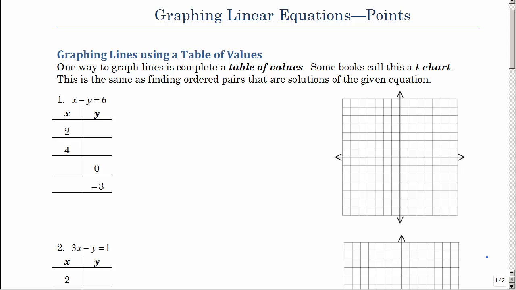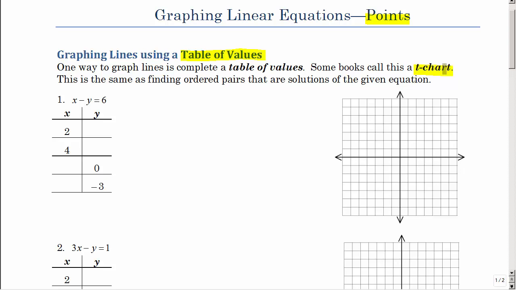This is the first of 3 lessons on how to graph linear equations. In other words, how can we graph lines? Well, one basic way to graph anything would be to plot points. And the easiest way to do that is to make a table of values. That just helps us organize our ordered pairs.